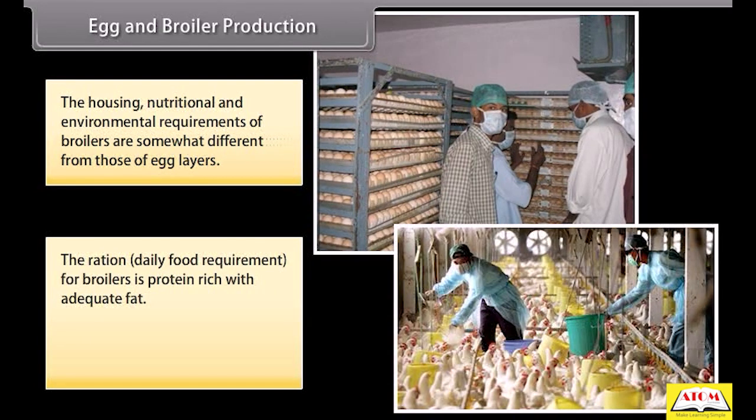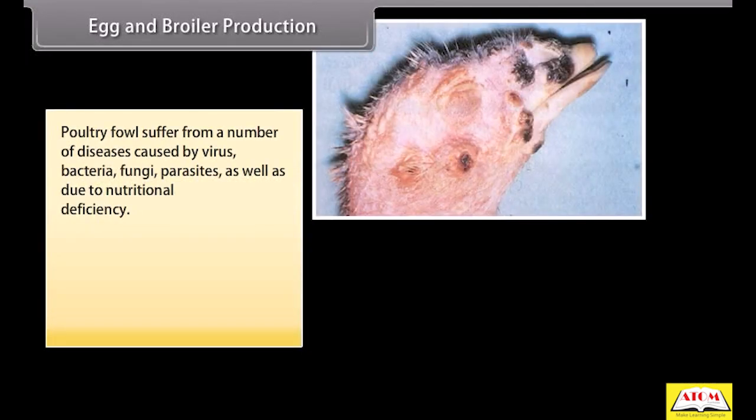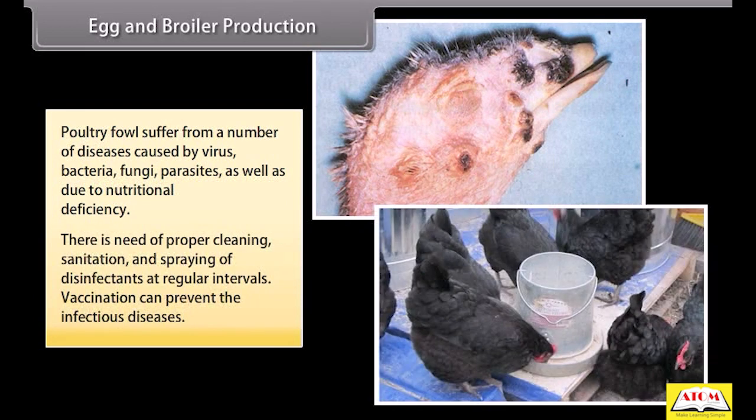The daily food requirement for broilers is protein-rich with adequate fat. The level of vitamins A and K is kept high in the poultry feeds. Poultry fowl suffer from a number of diseases caused by virus, bacteria, fungi, parasites, as well as due to nutritional deficiency. There is need of proper cleaning, sanitation, and spraying of disinfectants at regular intervals. Vaccination can prevent the infectious diseases.